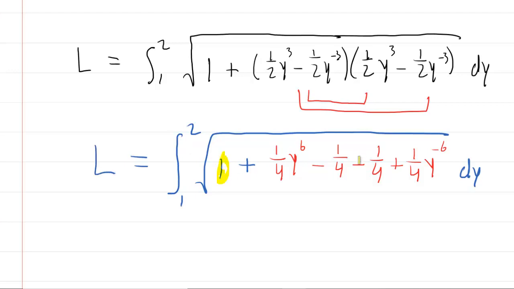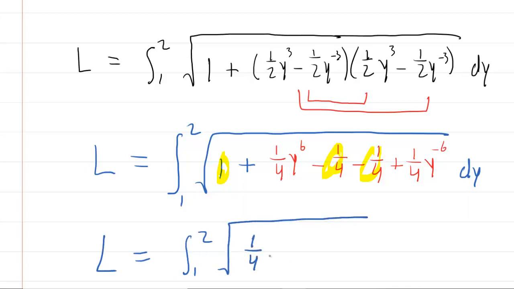So 1 minus 1/4 minus 1/4. If you need to, use your calculator, but that's basically just 1 minus 1/2, and 1 minus 1/2 is 1/2. So that's just going to be written as 1/2. And let's see how we can write this most strategically. Why don't we do 1/4 y to the 6th plus that 1/2, and then plus the 1/4 y to the -6th.